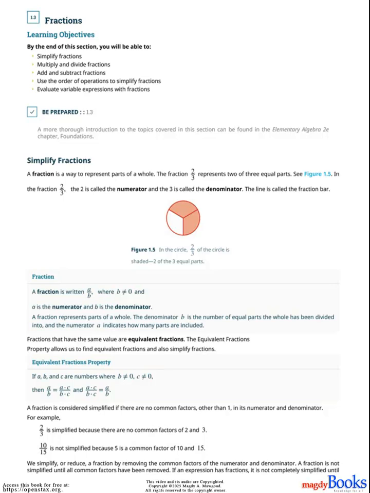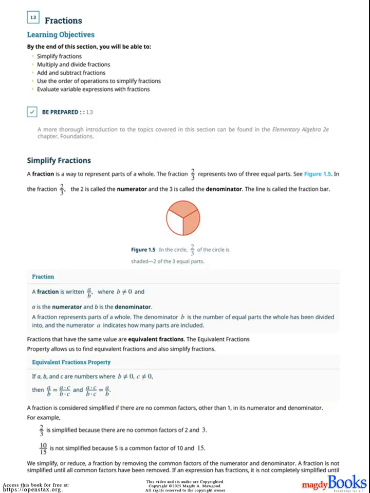Equivalent fractions property. If a, b, and c are numbers where b is not equal to 0 and c is not equal to 0, then a/b = (a·c)/(b·c), and (a·c)/(b·c) = a/b. A fraction is considered simplified if there are no common factors, other than 1, in its numerator and denominator.